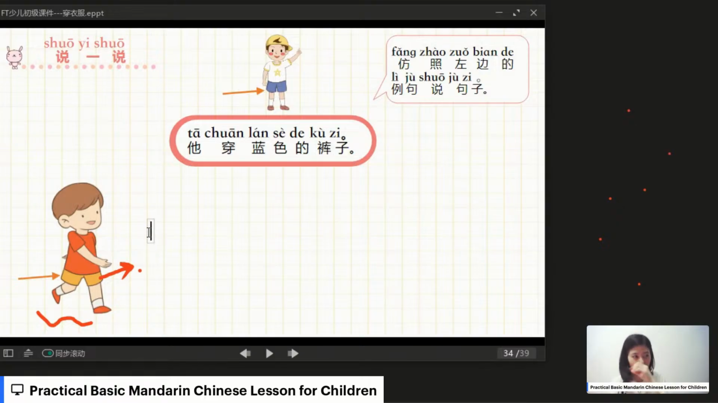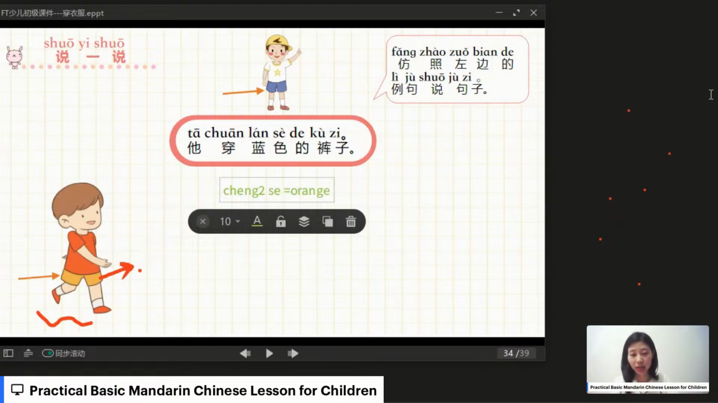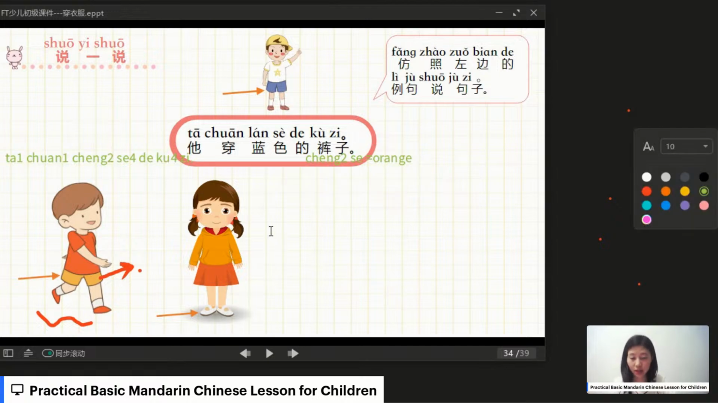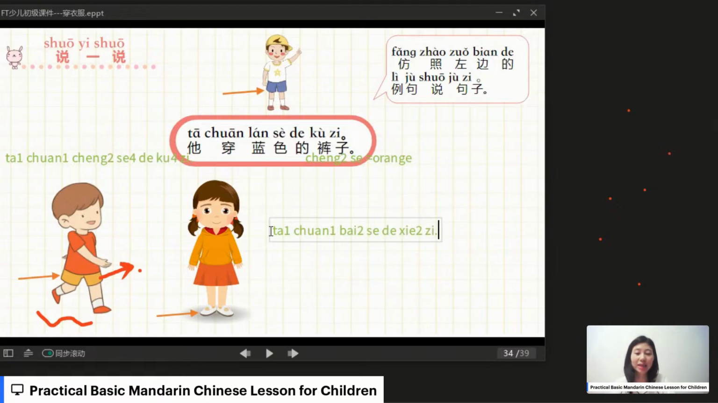Orange is not that common a color, so I'm going to tell you how to say orange. That would be 橙色的, 橙色. We just need to use 橙色 to replace blue. So the whole sentence would be 他穿橙色的裤子. Let me type it. Here, that would be the white shoes. Also it's 他, so we can say 他穿白色的鞋子.